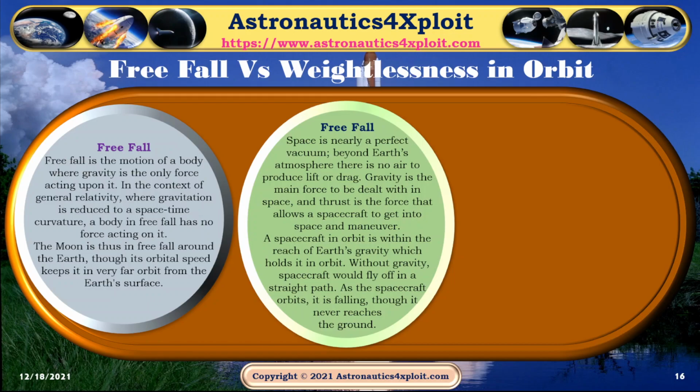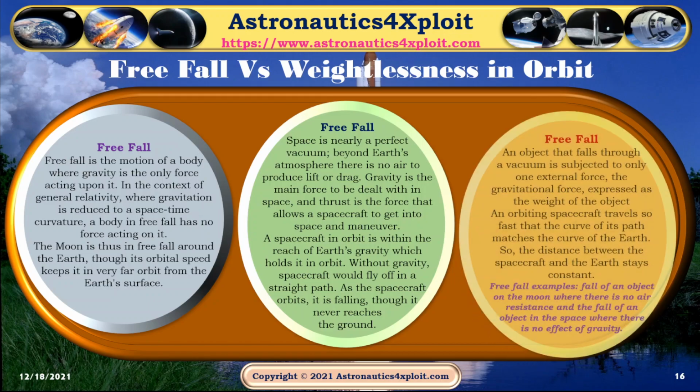A spacecraft in orbit is within the range of Earth's gravity, which holds it in orbit. Without gravity, the spacecraft would fly off in a straight path. As the spacecraft orbits, it is falling, though it never reaches the ground.